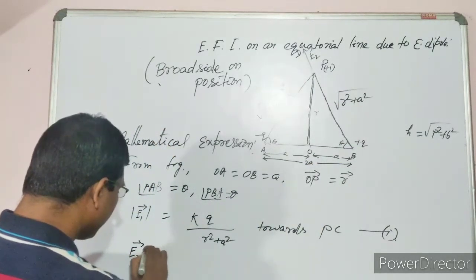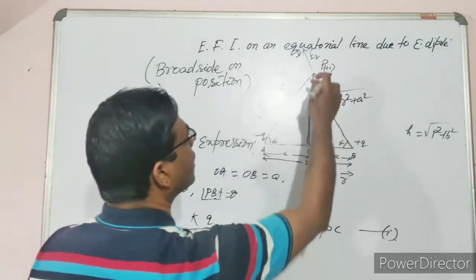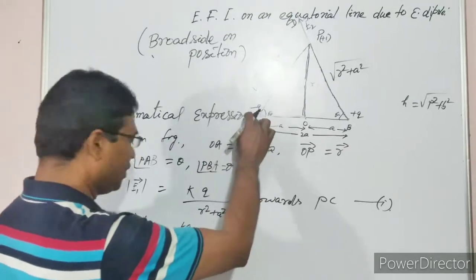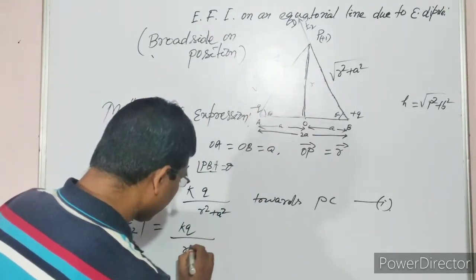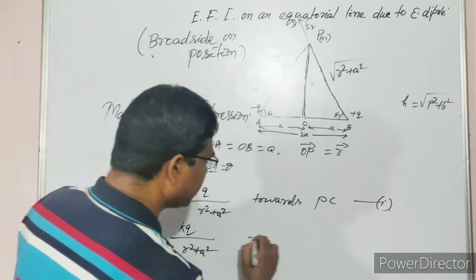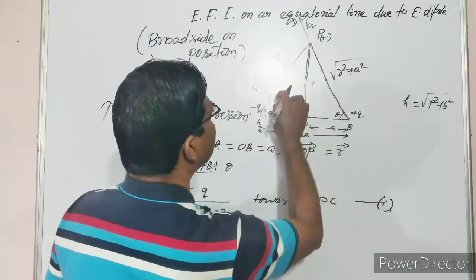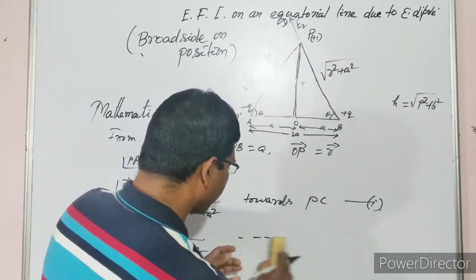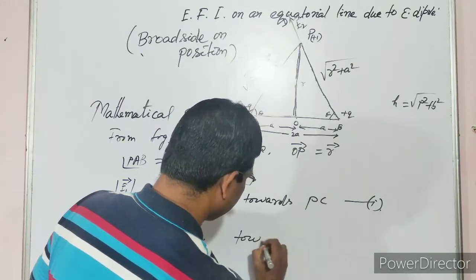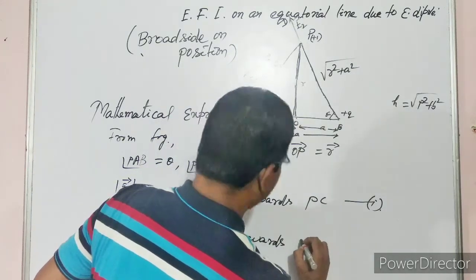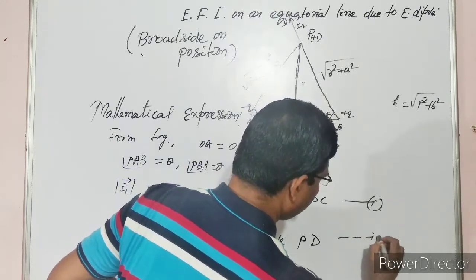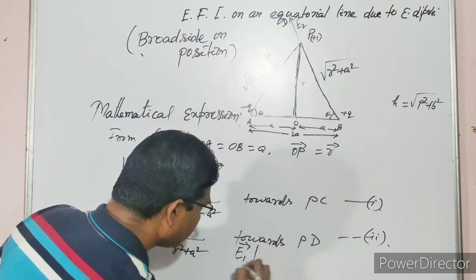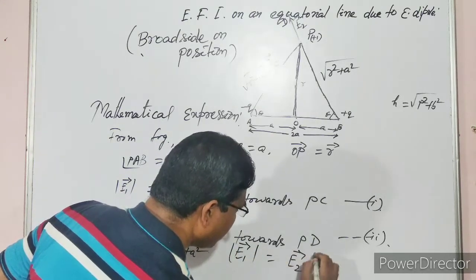Similarly, the electric field at P due to this charge plus Q, suppose it is E2. Taking the magnitude, what are you getting? KQ, I have told you it is the magnitude, so don't give the sign. It is KQ by r squared plus a squared. It is radial outward, so I am giving PD. It is directed towards PD. Now, from both equations, it is clear that the magnitude of E1 is equal to the magnitude of E2.